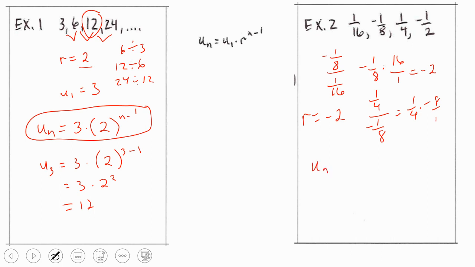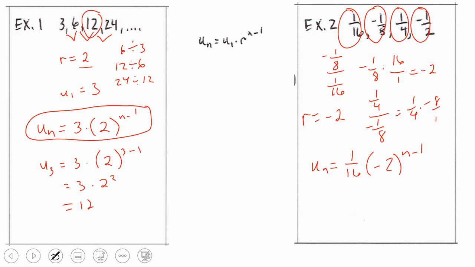So my nth term formula is the first term times r to the n minus 1. So if it's negative, a couple things to notice. If r is negative, you notice these signs go positive, negative, positive, negative. That's one way to know if it's negative.